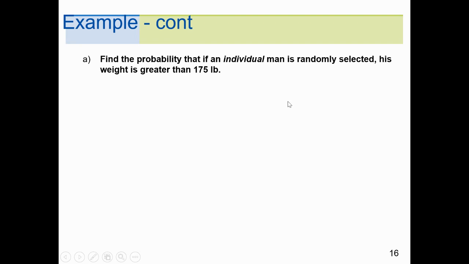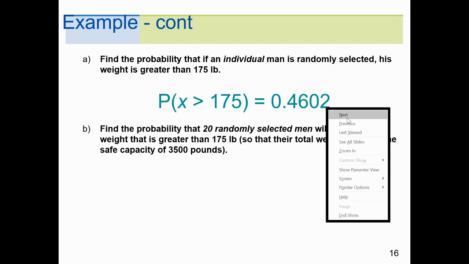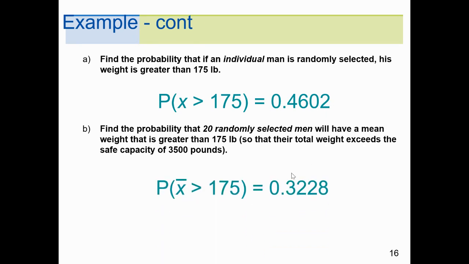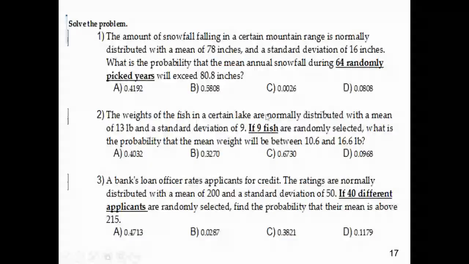The probability that an individual man selected at random has a weight greater than 175 was 0.462. The probability that the average of 20 randomly selected men, their average weight, is bigger is a lot less. All right, 0.3288. And the reason is it's much easier for an individual to deviate from the mean than it would be for a group of 20. What's happening is low weights are canceling out high weights, and high weights are canceling out low weights. Everything becomes more compact. There's less spread of data, meaning the standard deviation is smaller. You divide it by the square root of n.